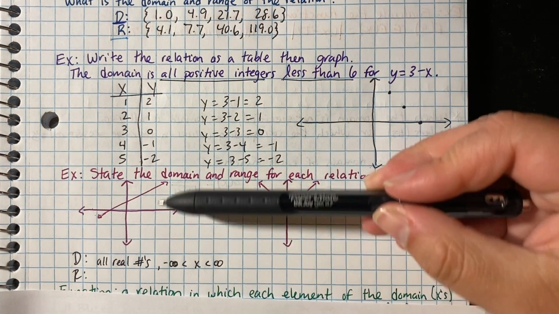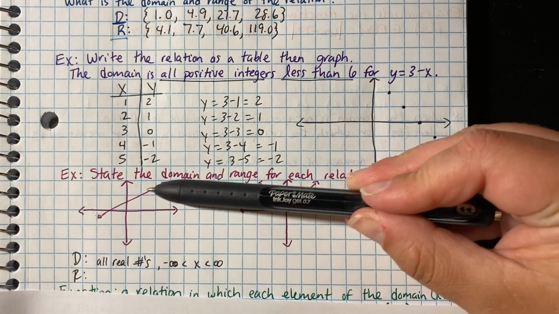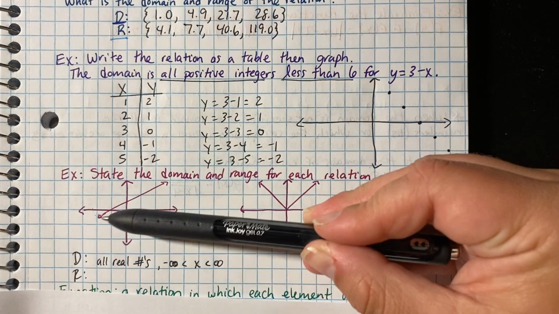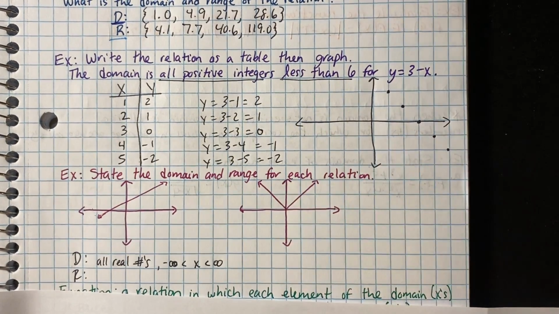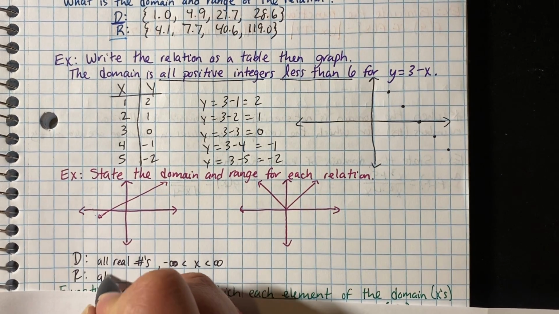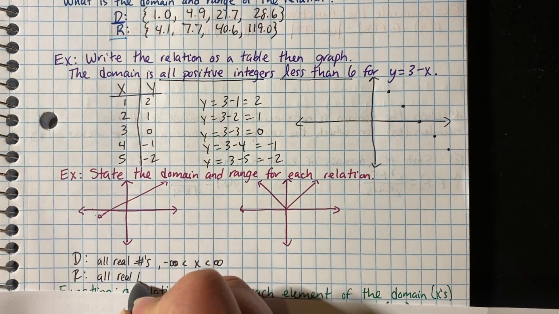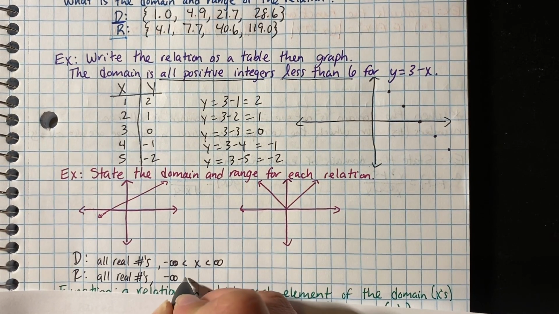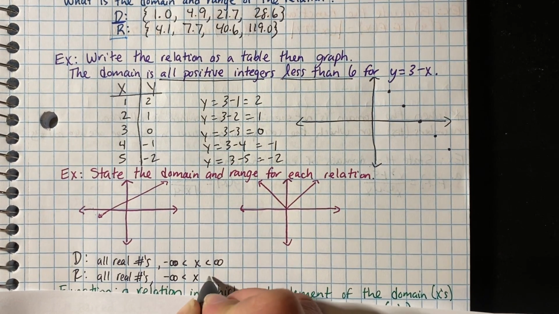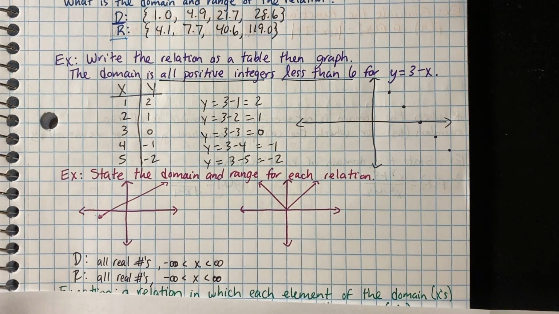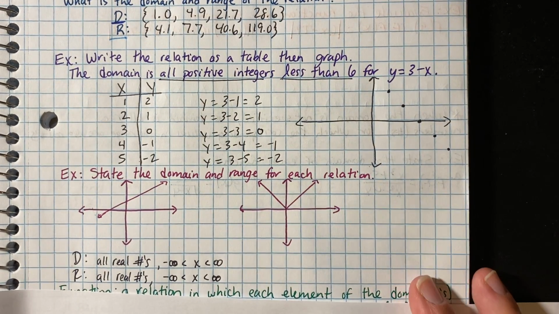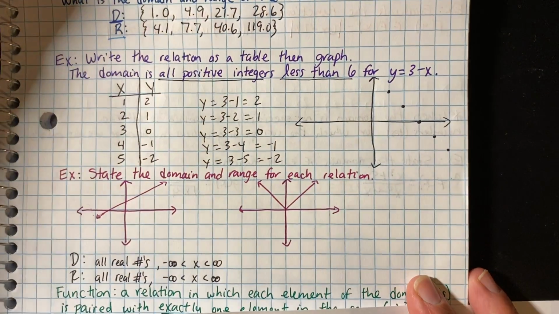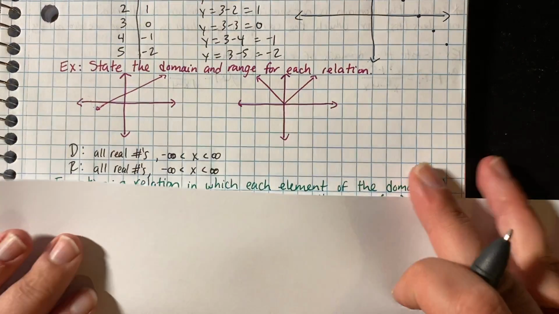The range is our y values. Well, this is going to continue forever up in the y's and forever down in the y's, so it's going to be the same. All real numbers. Or if we're going to write it in number form, we can say negative infinity to positive infinity. Either of those work. Let me pull this up for you.